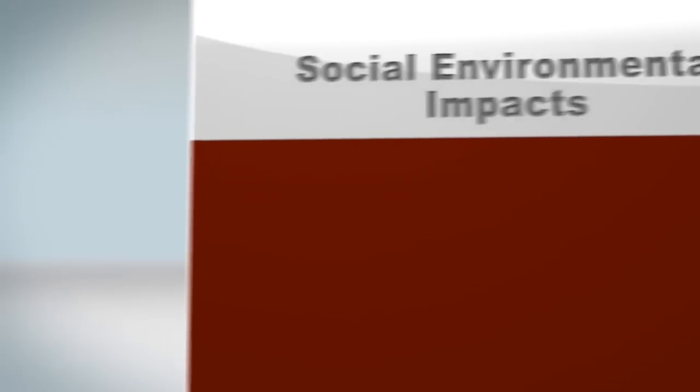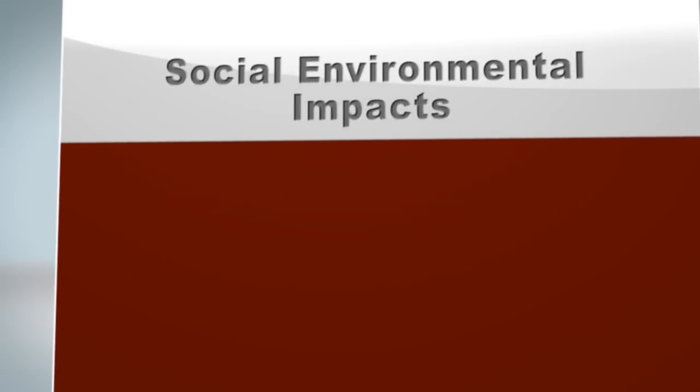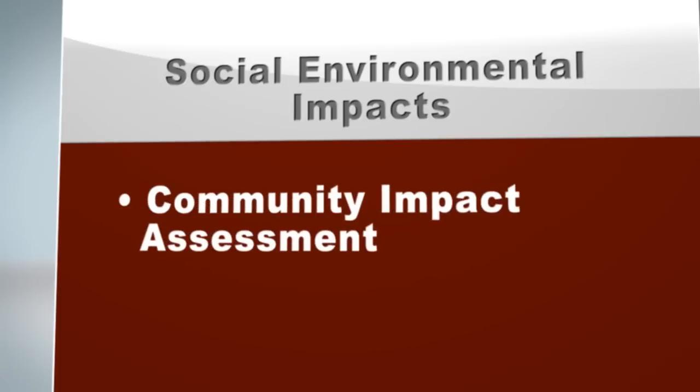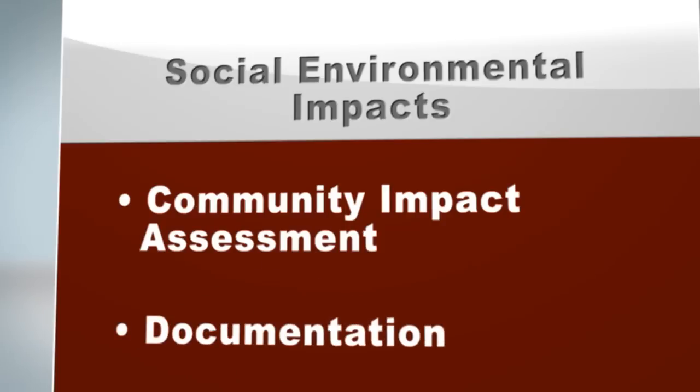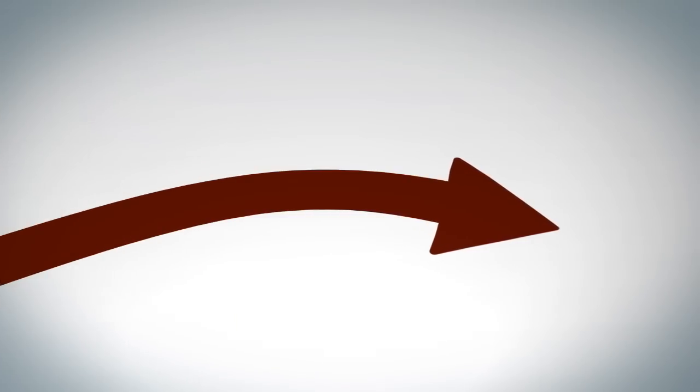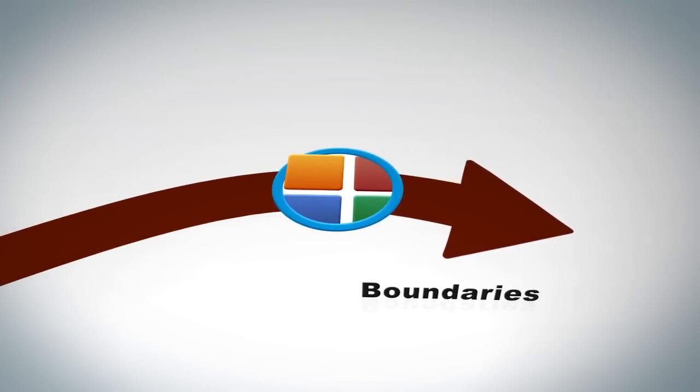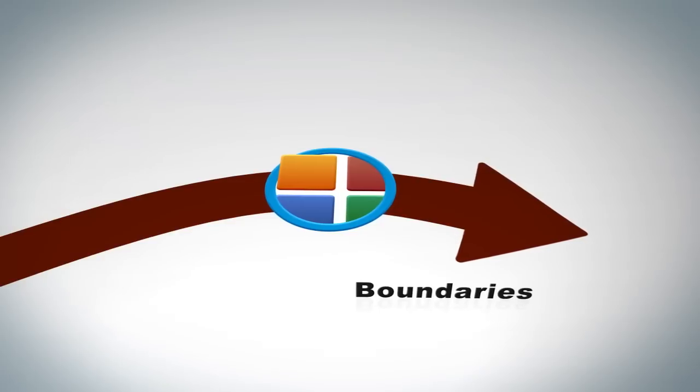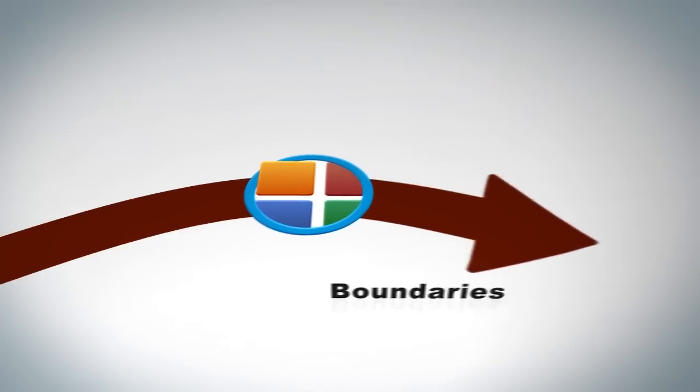So, how should we address social environmental impacts while creating transportation solutions that communities will support? Let's look at a community impact assessment, an approach for developing a picture of your affected community, working with them to lessen the impacts of your project and documenting your efforts. When developing a picture of your affected community, start by defining the community's boundaries. Use local knowledge and input from the community to help define the study area.